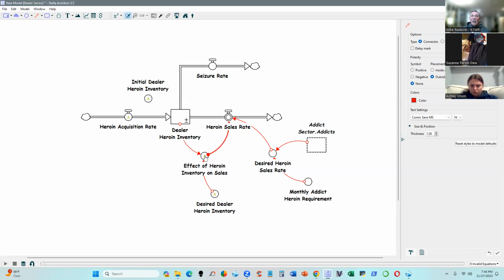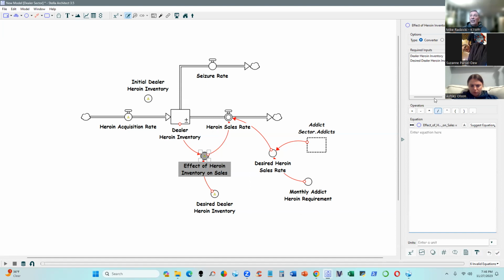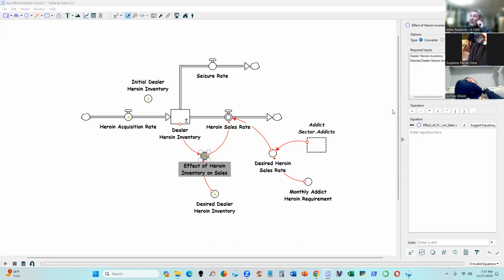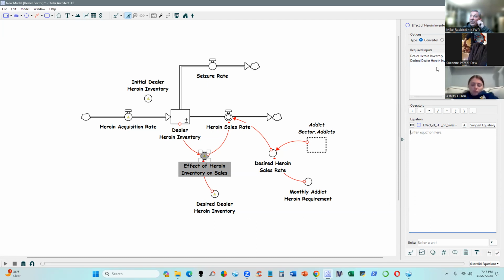So if we go over here, we can say the ratio is going to be heroin inventory divided by desired heroin inventory. And to be safe, because desired inventory is not going to be a constant, I use the double slash, the safe division. So we don't want this blowing up if the denominator happens to go to 0.